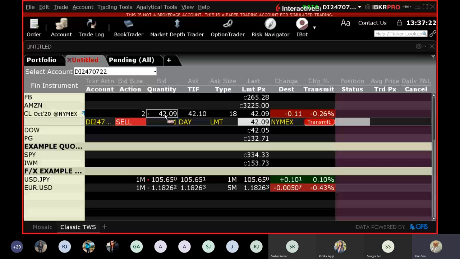But anyway, you can see straight away here, the amount means the total contract value. In this case, 41,100, because I'm buying at 41.10. This is the price for each barrel of oil. And this contract is for 1,000 barrels. So that 41,000 that you saw is this price into 1,000. So that's how you trade.